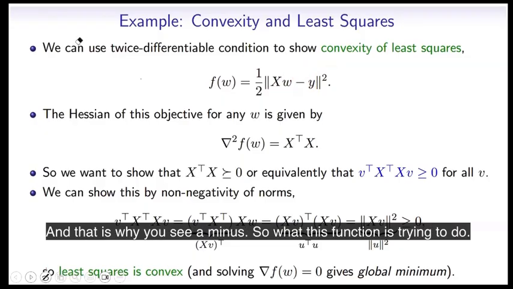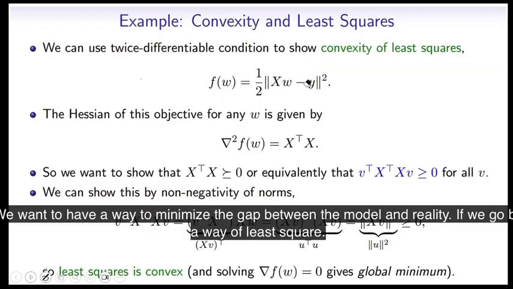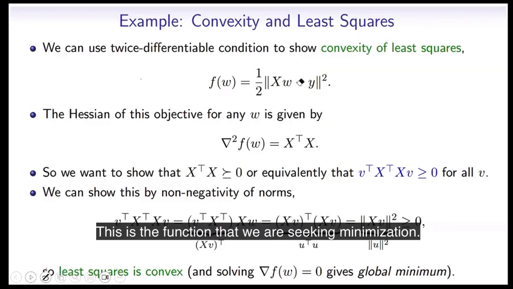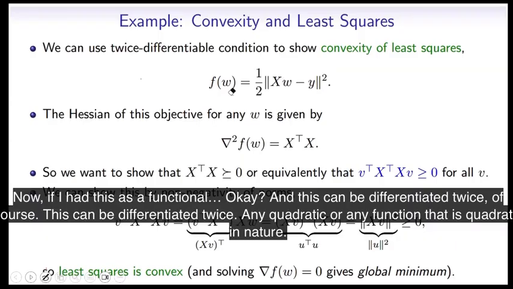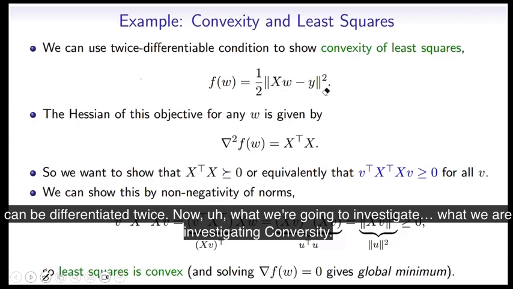So what this function is trying to do is minimize the gap between the model and reality. If we go by way of least squares, this is the function that we are seeking to minimize. So this is a minimization problem. This is a function now, and it can be differentiated twice, of course. Any function that is quadratic in nature can be differentiated twice.